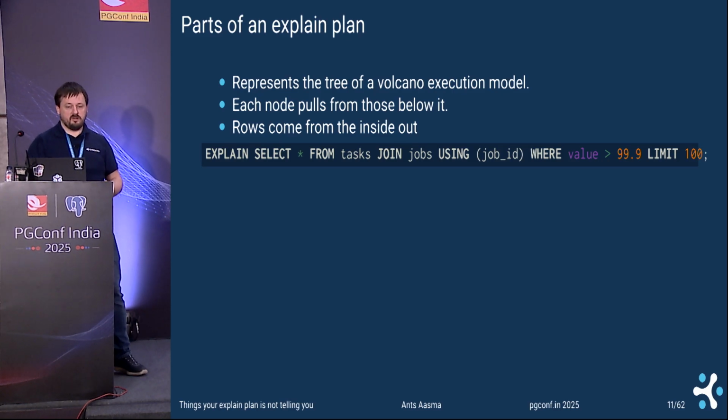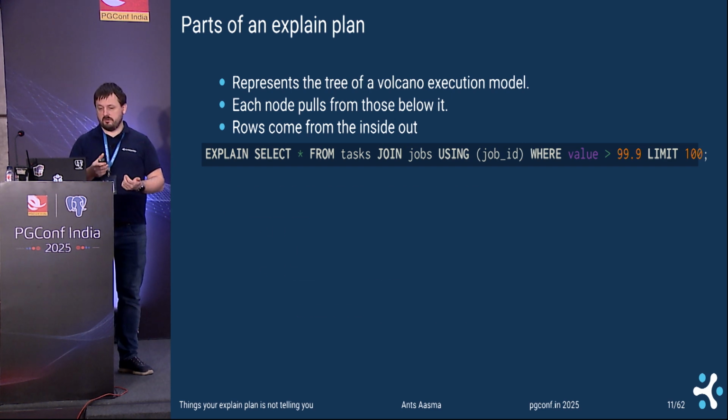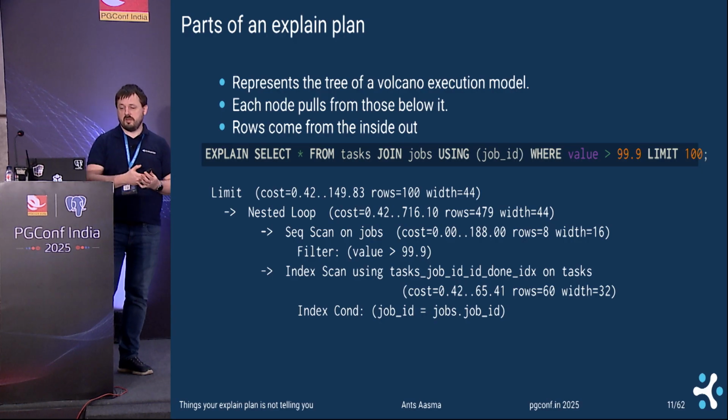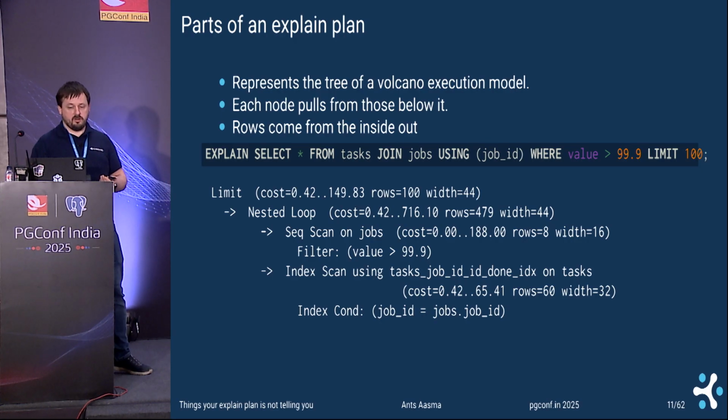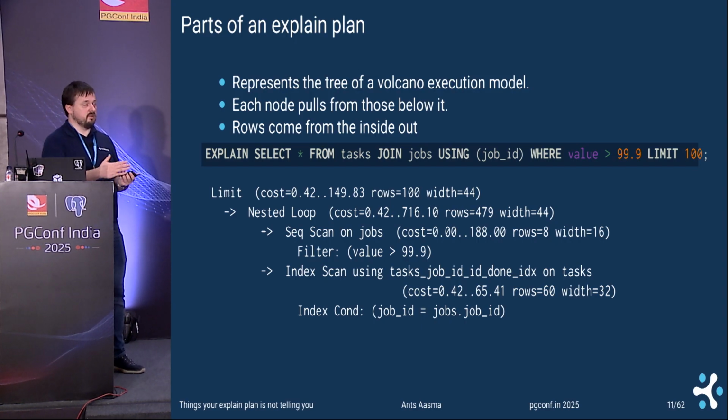So here I have a simple query that does a join, has a where clause and a limit. And the explain plan for this will look something like this. There's going to be a bunch of nodes. At the top there's a limit. Under it there's going to be a nested loop. And then there's a sequential scan and index scan node. Sequential scan just reads the whole table and throws away rows that it doesn't care about, whereas index scan will read some of the rows from an index and then fetch them from a table.